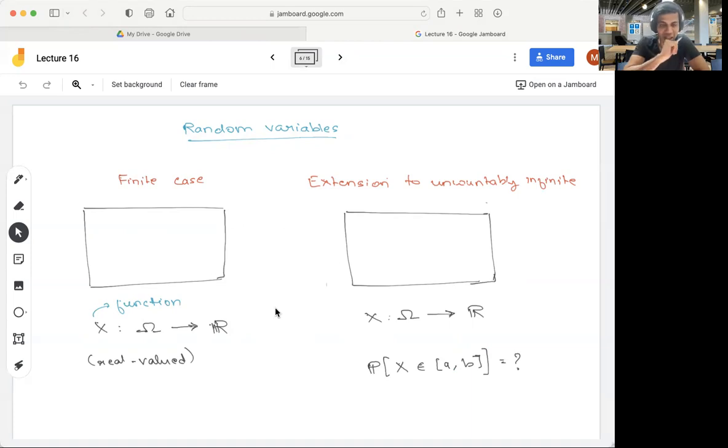Okay. Going back, let's just think of random variables taking values over the reals. And let's try to see what the issue is with trying to extend this to uncountably infinite spaces. So let's say we still have a random variable as a function from the outcome space to, say, real numbers. And now it's a real number, so I can reasonably ask a question about it, such as what's the probability this random variable takes values between A and B?